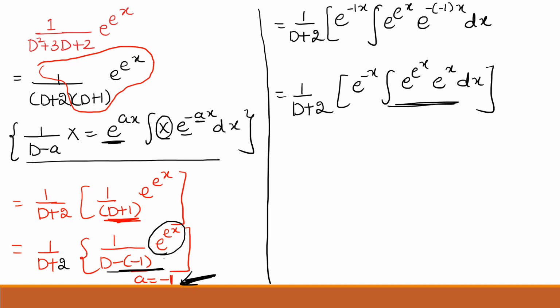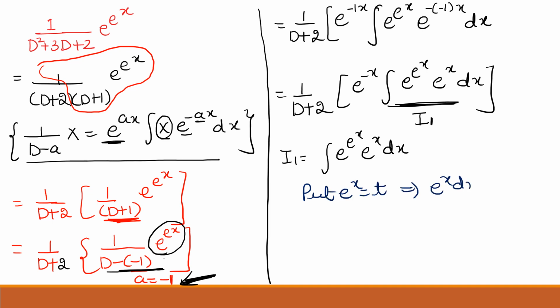Now we have to integrate this part. For this part, let's assume this is I1 for the time being. So I1 is equal to, e power x dx. Now for this, put e power x equals t. So this implies e power x dx will be dt, after differentiating with respect to x on both sides. So this thing will be dt, this thing is t. So my I1 becomes e power t dt.